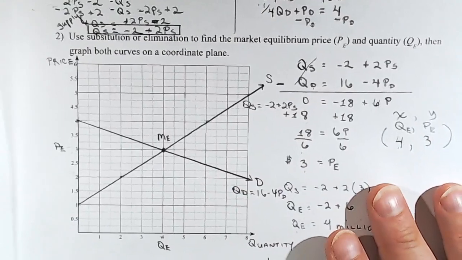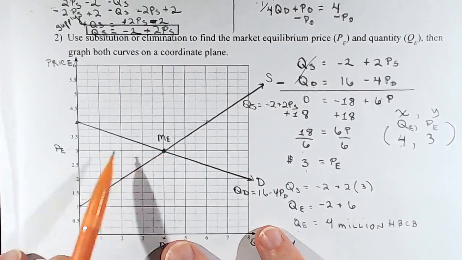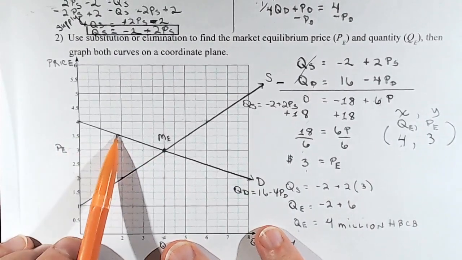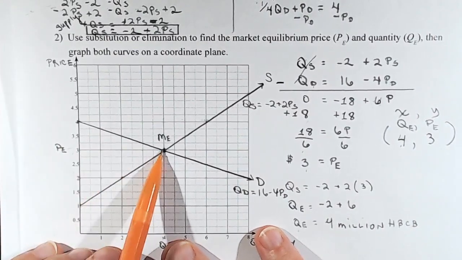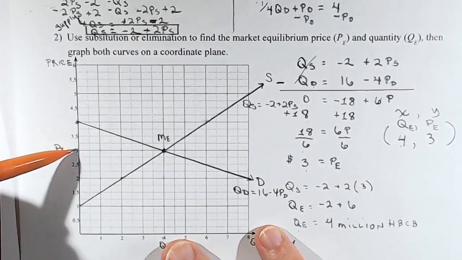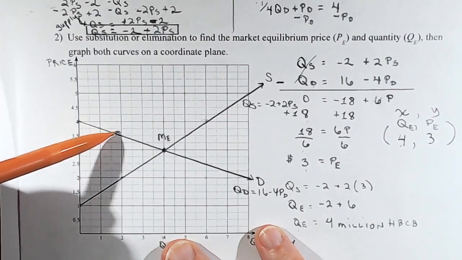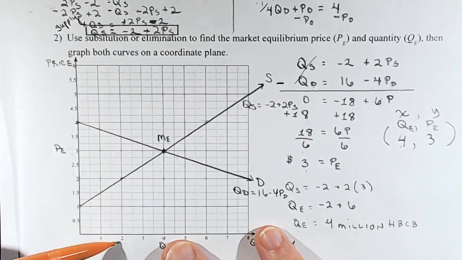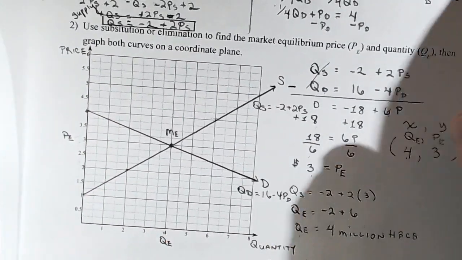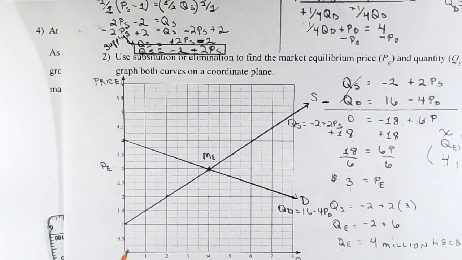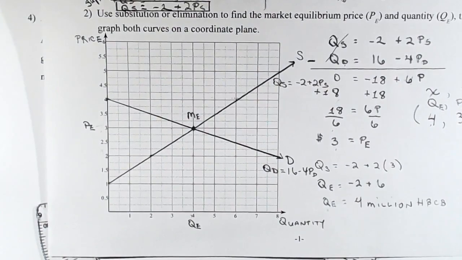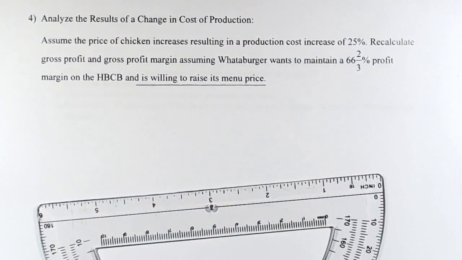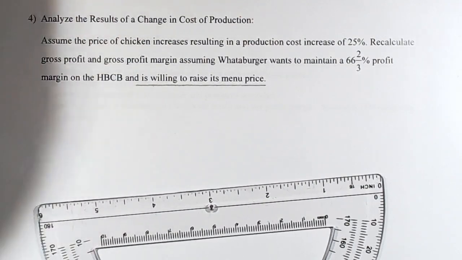Remember, we have this situation where if I raise the menu price, I reduce the quantity that I can sell, because you're going to move along this demand curve here. So if you raise the menu price up, you're going to reduce the number that you can sell, because people won't actually just keep buying 4 million honey butter chicken biscuits if you just jack the price up. So to raise a menu price is a big deal, since it could result in a loss of profit.